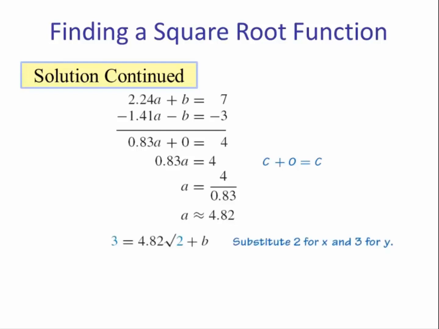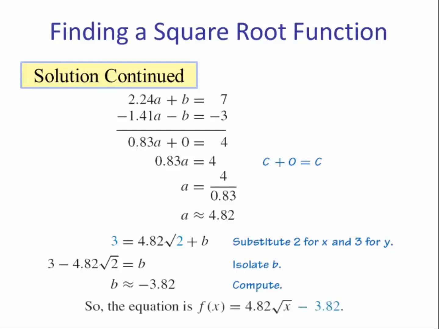Now we need to find b. So we pick one of the equations. I'm going to use this one. y is 3. Here's our value of a. We have the square root of 2 plus b. So solving for b, we need to get rid of this number, and since it's adding to the b, we subtract it. So we have 3 minus 4.82 times the square root of 2. And using our calculator to evaluate this expression, we have b is approximately equal to -3.82.